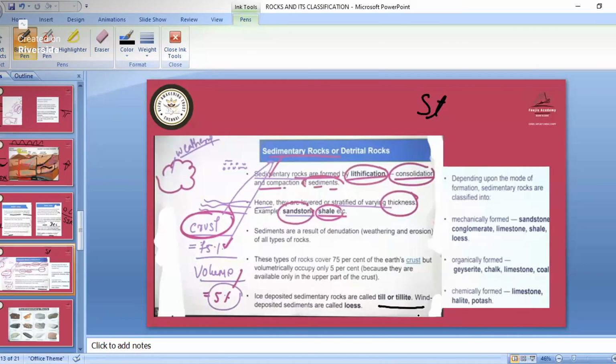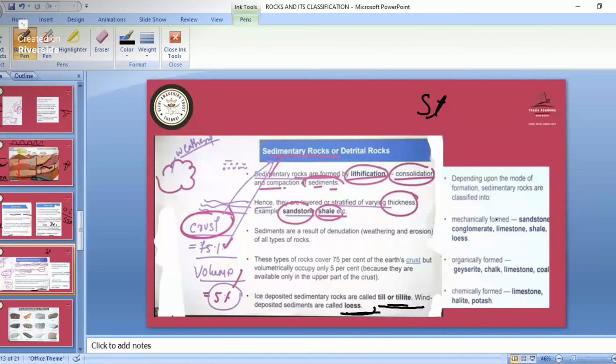Till or tillite we studied in the sea floor spreading theory also, so remember that one. Till or tillite means glacier part, and glacier part means mostly ice. So till or tillite are ice deposited sedimentary rock. And wind deposited sediments are known as loess. So remember, loess is a deposition landform of wind, and till or tillite is a deposition landform of glacier.